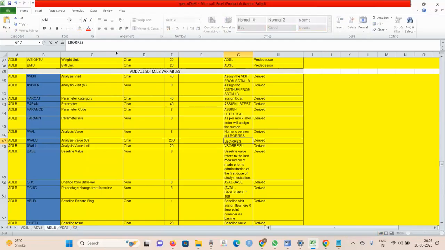Okay, so wherever you have VS in this specification, you change to the LB. I think it's this, Ali, yes.